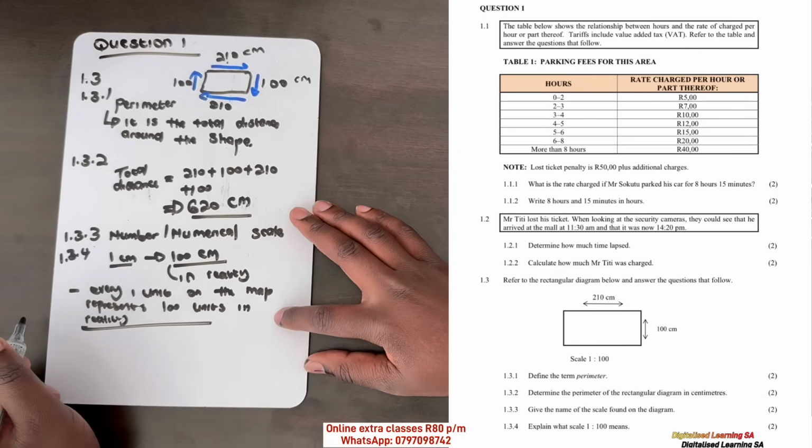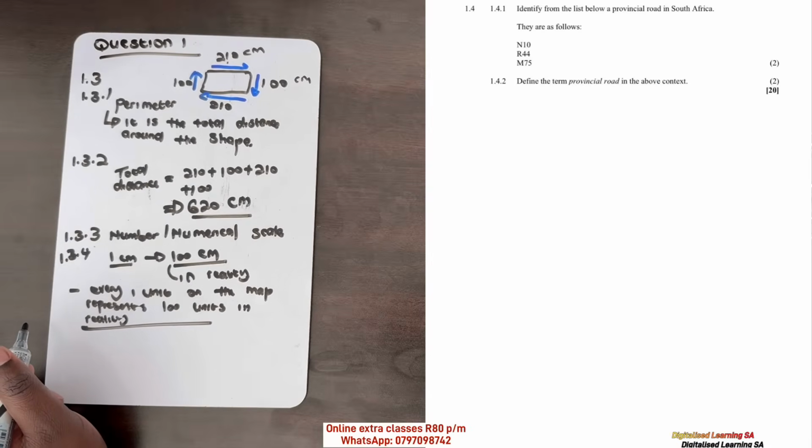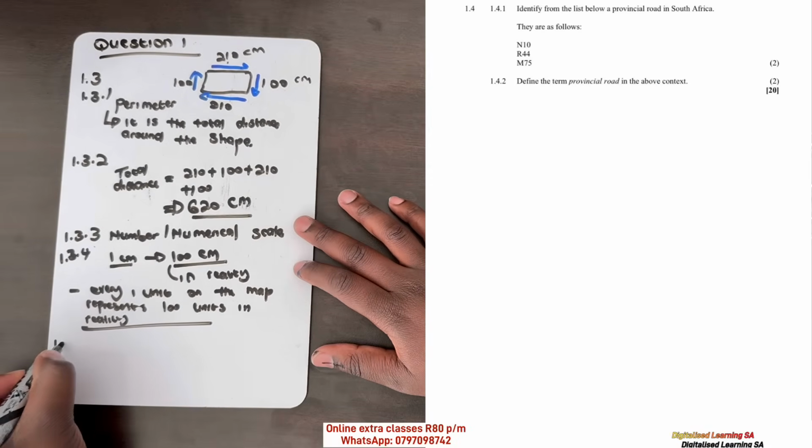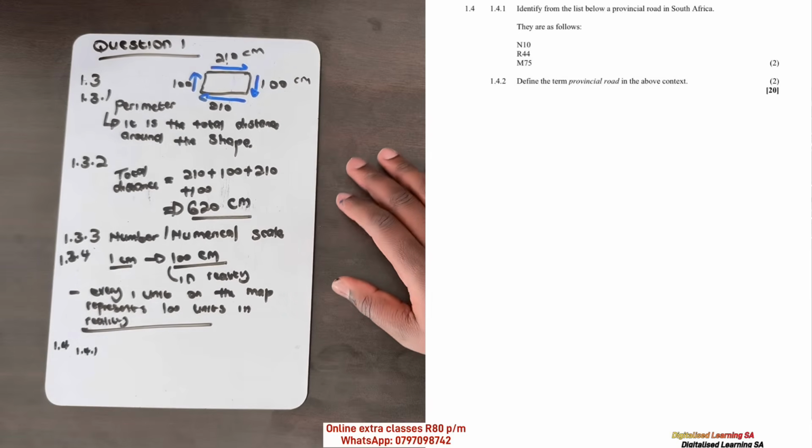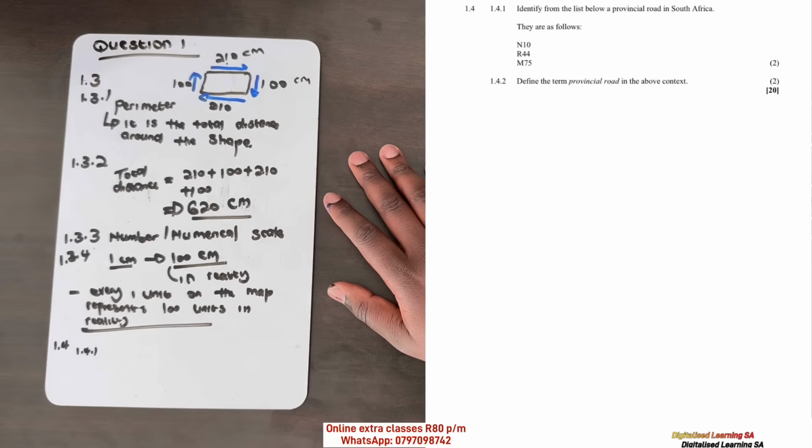That's what it means. Okay, so now let's go to our last set of questions for question 1, which is question 1.4. So we'll start with question 1.4.1. Question 1.4.1 says, identify from the list below a provincial road in South Africa. They are as follows: N10, R44, and M75.